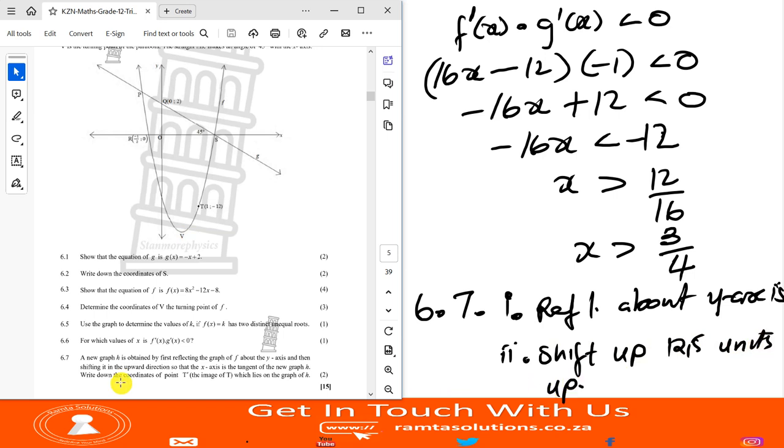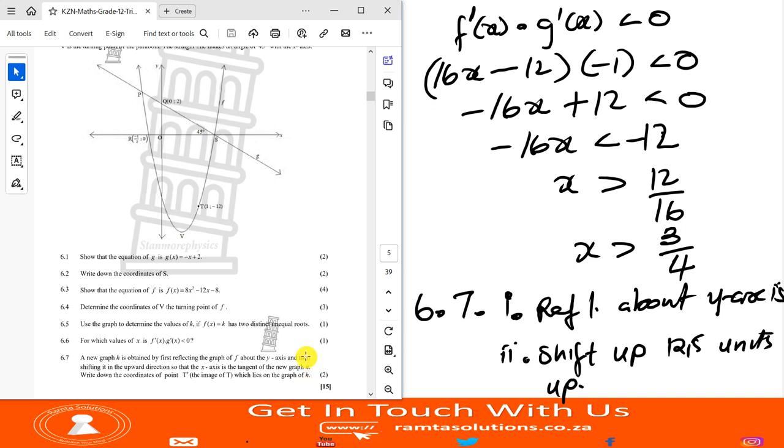Okay? This means shifted 12.5 units up. Okay? So let me read it again. A new graph H is shifted by first reflecting the graph of f about the y-axis and then shifting it in the upward direction so that the x-axis is the tangent of the new graph H. Write down the coordinates of t prime, the image of t, which lies on the graph of H.